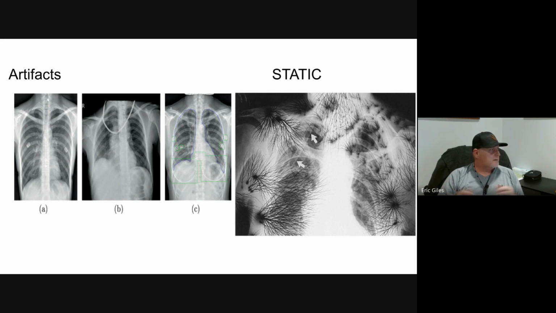Okay, here's one of my favorite artifacts. It's actually a static artifact. I know when I first started, I got one of these, and you pull that picture up, you expose it, and this is what you get. Man, you're thinking, what on earth does this patient have? He's in big trouble, right? But actually this artifact is created before the X-ray is taken. It's usually because the area is really dry, and you pull an X-ray film out of a box and it creates static, and that's how that image actually comes to pass.